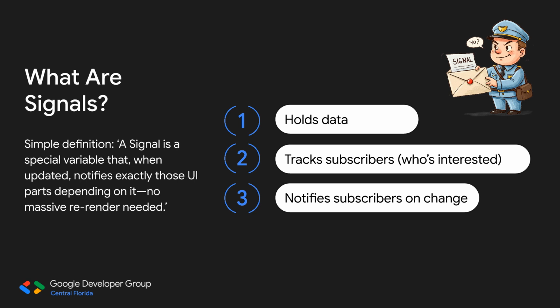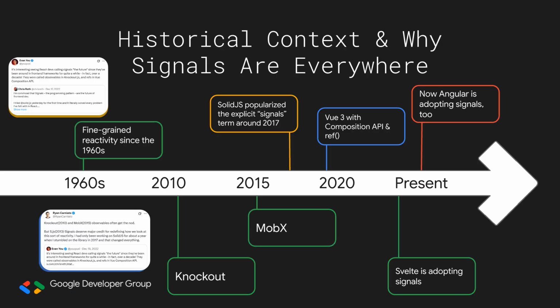It is. But is this a new idea? No, not at all. The ideas behind reactive programming have been around for a long time. We're talking decades, even back to the 60s, with early work on spreadsheet calculations. More recently, in the front-end world, we had frameworks like Knockout.js, which came out around 2010, and then MobX in 2015. Both of those use forms of observable reactivity.